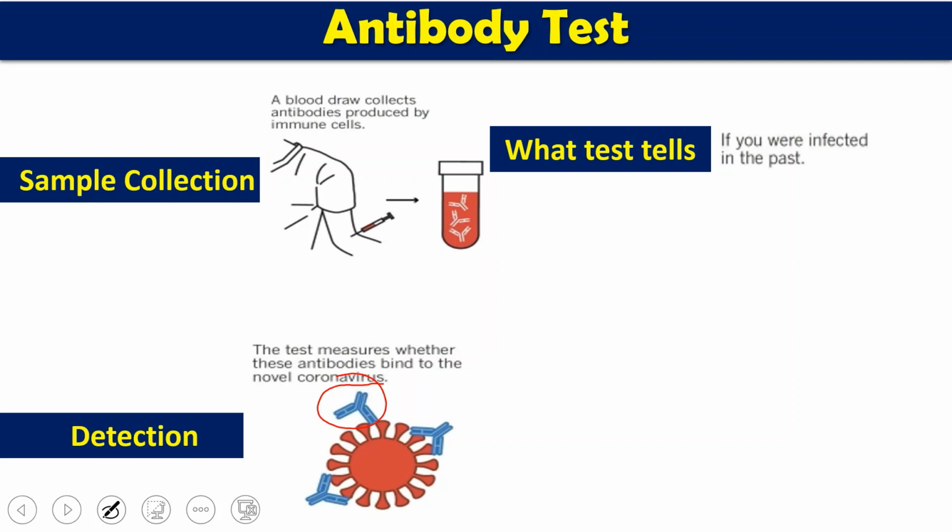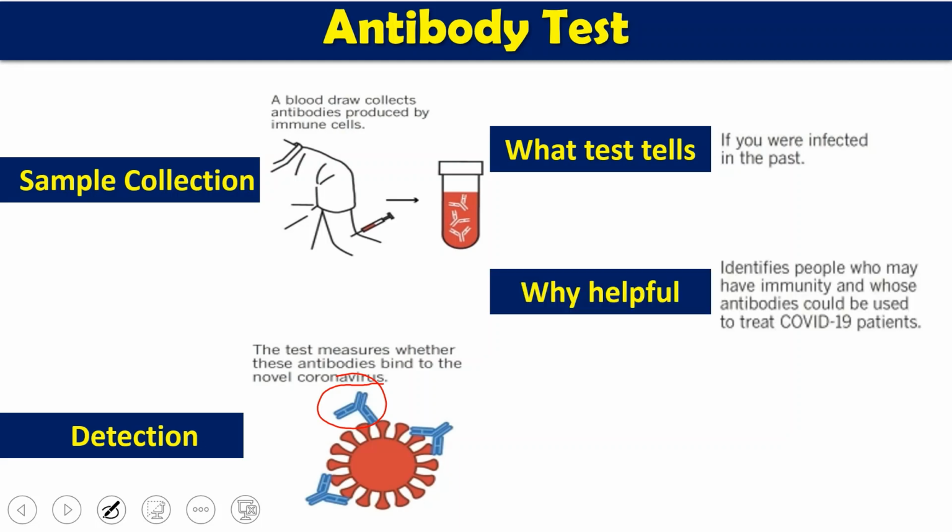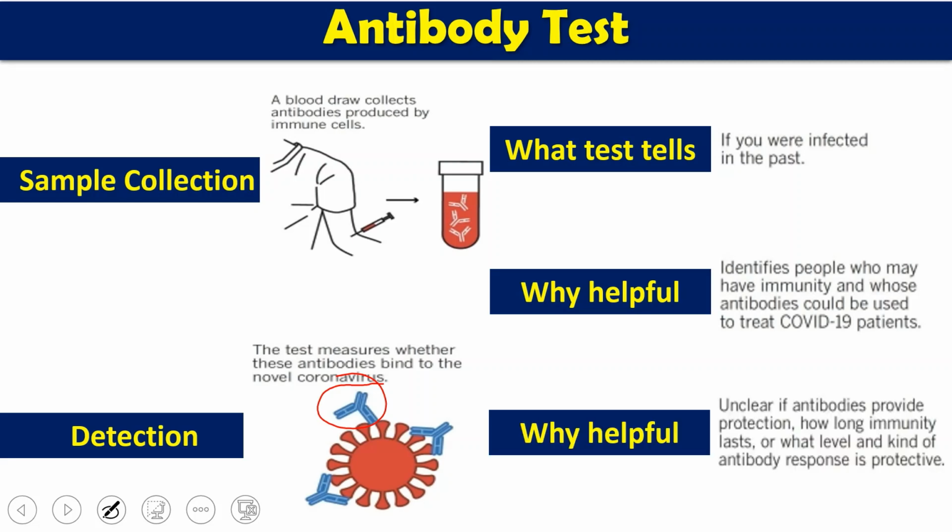Which type of information do you get from this one? It will tell you whether you had an infection or not, meaning not currently, but previously. So in the past you were infected or you were not infected. That is the information you get here. It will help identify people who may have immunity, or whose antibody could be used to treat COVID-19 patients through plasma therapy or plasma donation therapy.